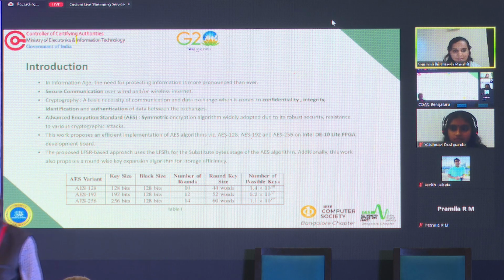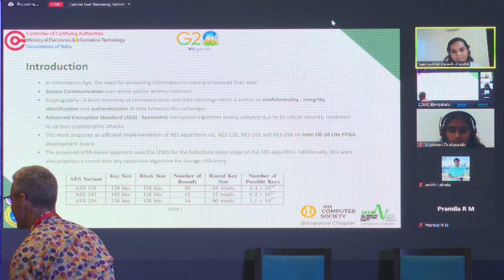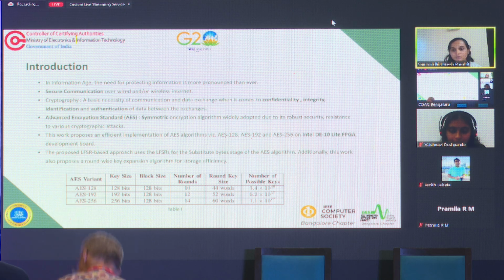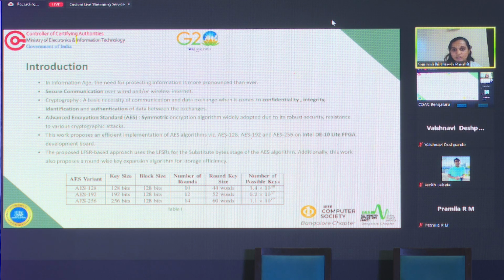So in this work, we are proposing an LFSR based approach to do the substitute byte stage in the AES algorithm, which I'll explain in further slides. Additionally, we are proposing a round-wise key expansion algorithm, which will be for storage efficiency throughout the AES algorithm. So as you can see in this table, these are the three AES algorithms: 128, 192, and 256. Their corresponding key sizes and their number of possible keys are given, which is a very large number and which is the robust thing about the AES algorithms.